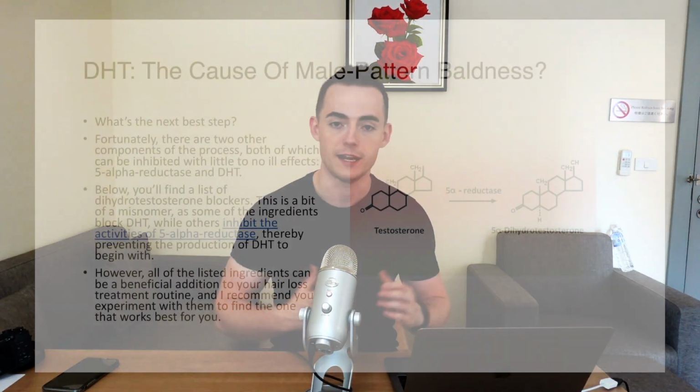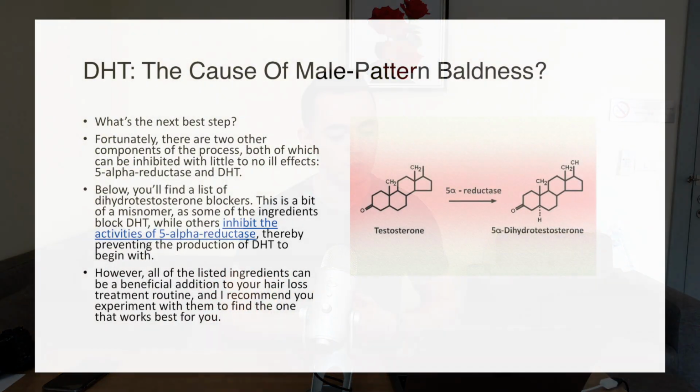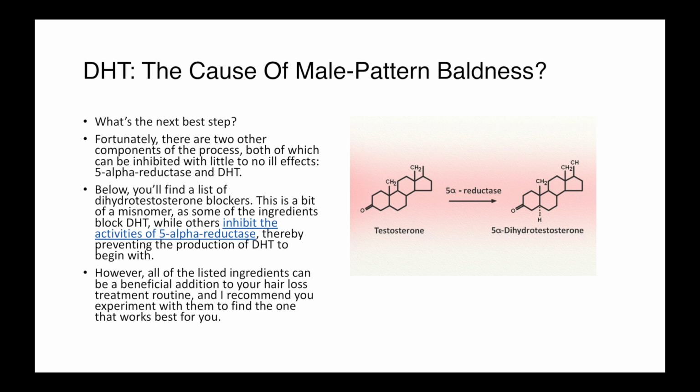Now, that being said, there is a better approach. There are 2 other components of the process, both of which can be inhibited with little to no ill effects, and they are the 5-alpha reductase enzyme and dihydrotestosterone itself. So we're going to be talking about some dihydrotestosterone blockers. Those can either block the DHT or they could just inhibit the production of 5-alpha reductase, thereby preventing the production of DHT to begin with. All these ingredients can be beneficial to your hair loss treatment routine, and we recommend you experiment with them and find out what works best for you.